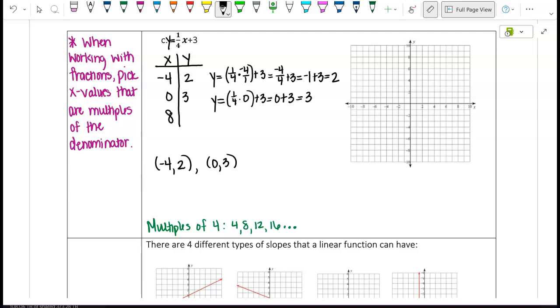And then the last one, I'm going to put in 8. So y equals parentheses 1/4 times 8 over 1 plus 3. Again, if I multiply numerator to numerator, denominator to denominator, I get 8 over 4 plus 3. Well, 8 divided by 4 is 2 plus 3, so we end up with a y value of 5. So my third ordered pair is 8, 5.